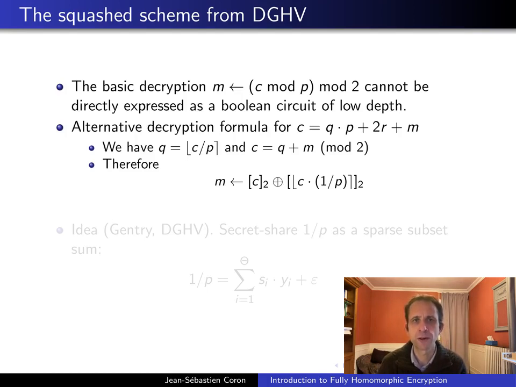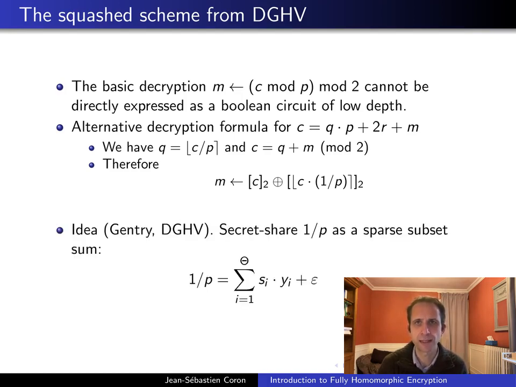For this, we are going to first consider some alternative decryption formula for a ciphertext c = q times p plus 2r plus m. We see that q is almost the quotient. Actually, it's not exactly the quotient because r can be negative, but q is the rounding to the nearest integer of c over p. And then when we have q, we see that c is equal to q plus m modulo 2. Which means that now we can use a slightly different equation for the decryption. The message m is the ciphertext c modulo 2, so the least significant bit, XORed with the rounding to the nearest integer of c times 1 over p, and then reduced modulo 2. So we have this alternative equation.